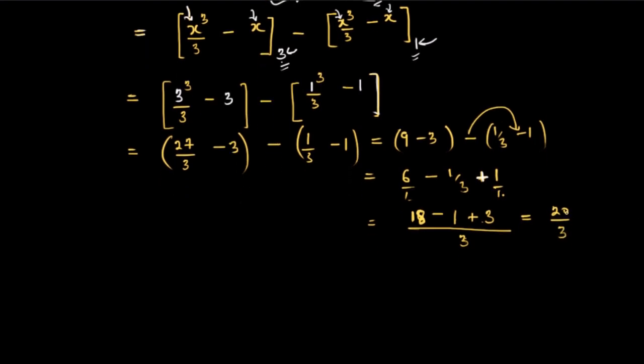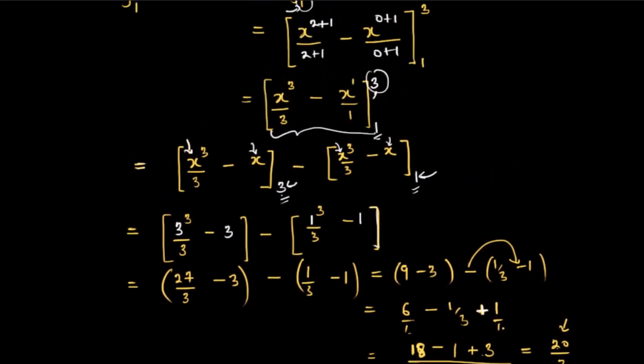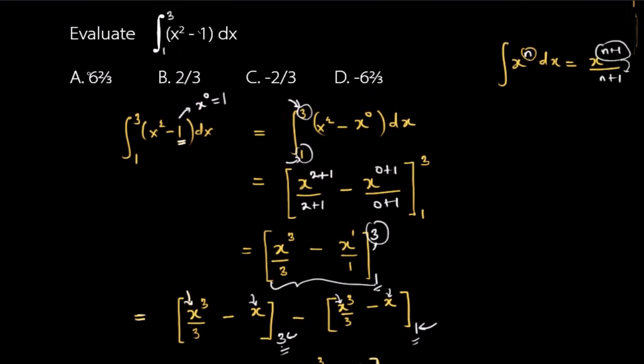To write this as a mixed number, 3 in 20 is 6, that is 18, remainder 2, so 6 2/3. This is our answer. Let's see if our answer is there: 6 2/3. Here it is. So our answer is A.